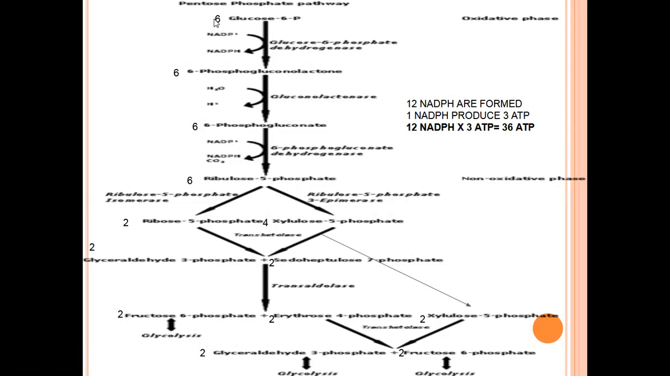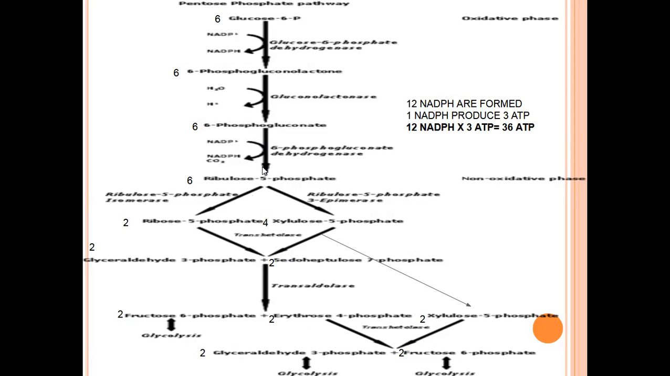Initially, 6 molecules of glucose 6-phosphate are involved in the reactions of the oxidative phase. At the end of the non-oxidative phase, only 5 glucose 6-phosphates are formed. In this total reaction, 1 glucose or 1 hexose molecule is completely utilized, so this pathway is also called the hexose monophosphate pathway.